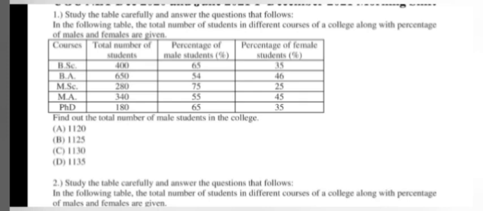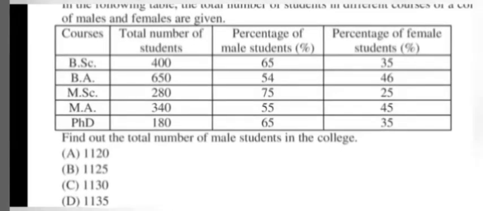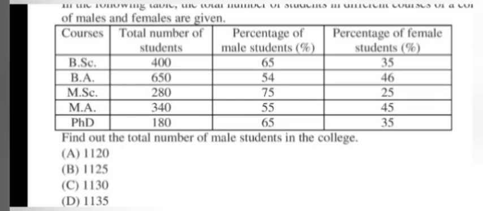The first question that we have got is, study the table carefully and answer the questions that follow. In the following table, the total number of students in different courses of a college along with percentage of males and females are given. Courses are like this: BSc, BA, MSc, MA, PhD. Total number of students 400, 650, 280, 340, 180. Percentage of male students 65, 54, 75, 55, 65. Percentage of female students 35, 46, 25, 45, 35.